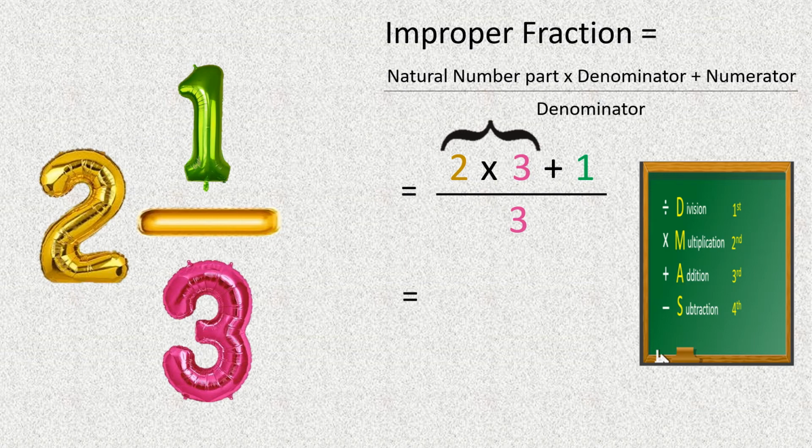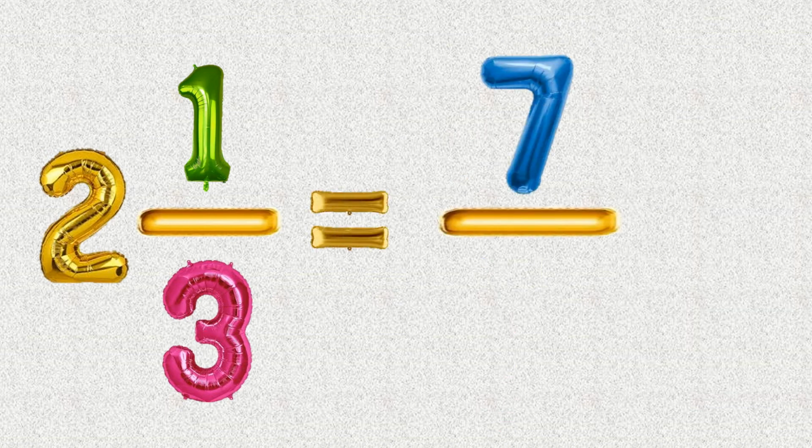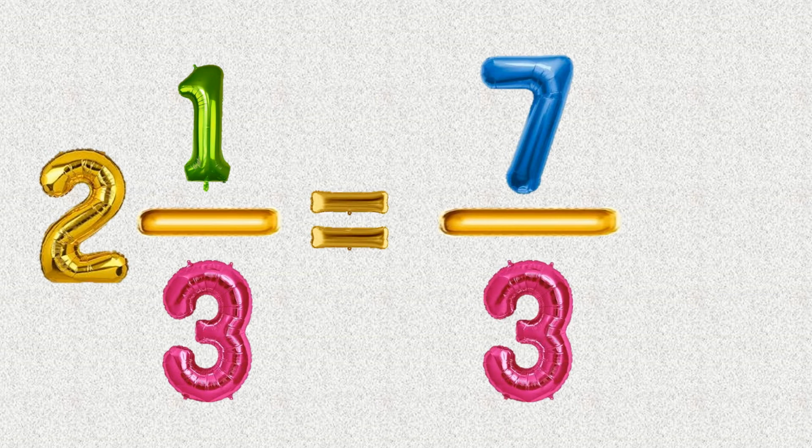Let's complete the sum. 2 multiplied by 3 plus 1, upon 3. So first we do multiplication. 2 3s are 6. So write 6 plus 1 upon 3. Then do the addition. 6 plus 1 is equal to 7 upon 3. So the improper fraction is 7/3.